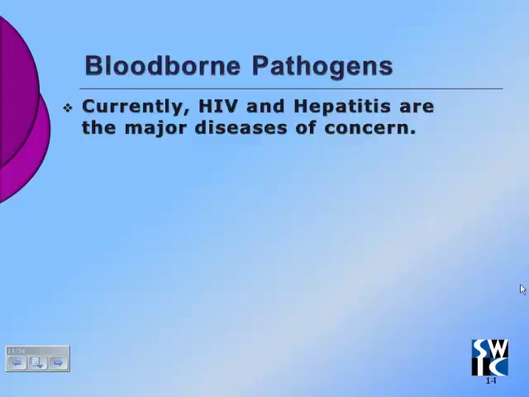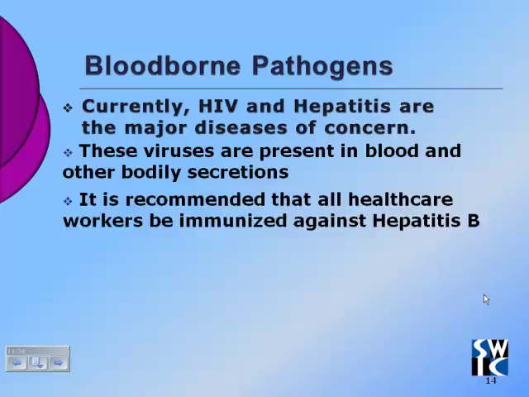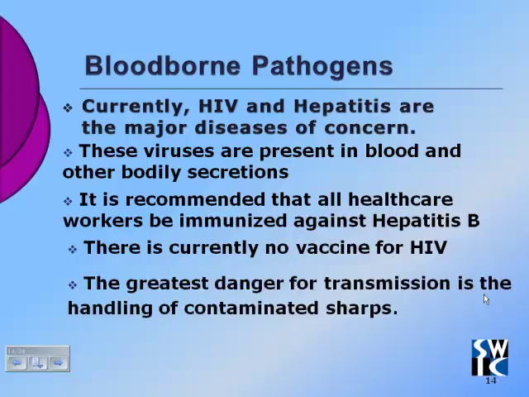Currently, HIV and hepatitis are the major diseases of concern, but remember there could always be something else coming down the road that's even worse. These viruses are present in blood and other bodily secretions. It is recommended that all healthcare workers be immunized against hepatitis B. There is currently no working vaccine for HIV or HCV. The greatest danger for transmission is the handling of contaminated sharps. Remember, a glove will not stop a needle from piercing your hand.